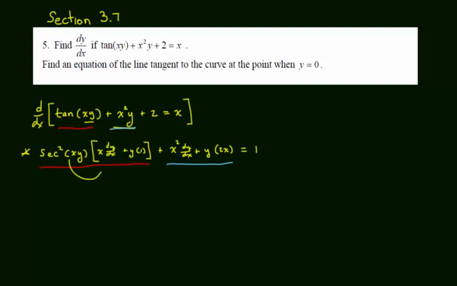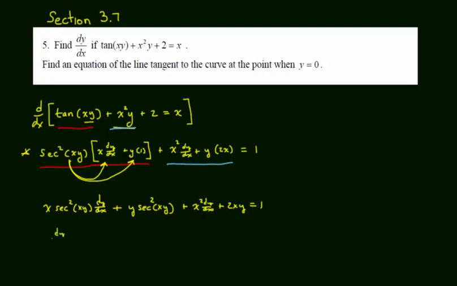So a tricky step here is that this needs to be distributed to these two terms before we do anything else. So we have x times secant squared xy dy/dx plus y times secant squared xy. Then we have plus the blue portion, x squared dy/dx plus 2xy equals 1. So the goal is to isolate dy/dx.